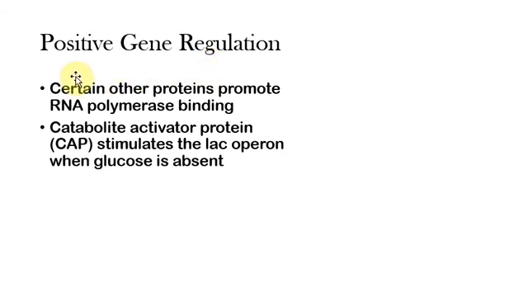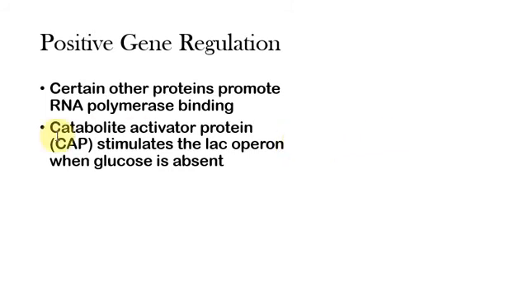There are various other proteins. This is actually both in eukaryotes and prokaryotes, but again, we're still focusing on bacteria, prokaryotes, and these will promote RNA polymerase binding. This will be in that promoter, and when these other proteins are present, that will promote the gene transcription. That will increase the amount of gene being transcribed.